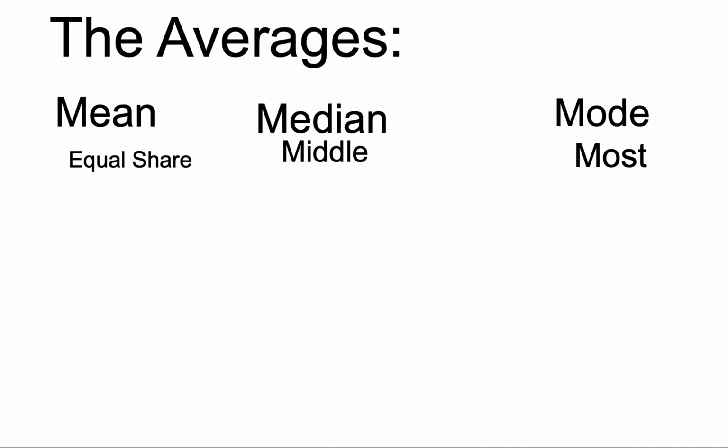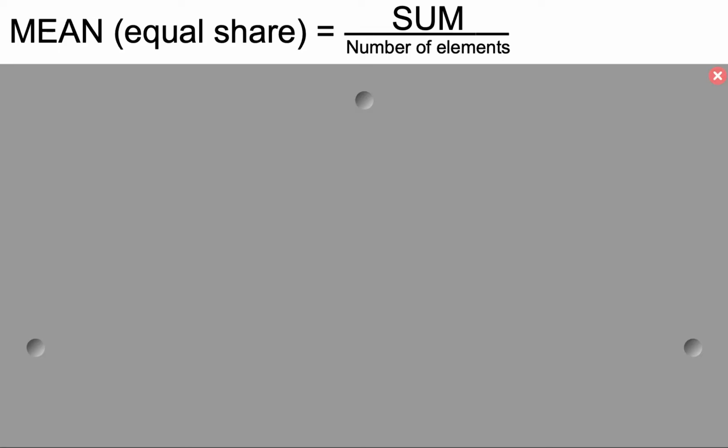Now the measures of center that we've learned previously include the mean, the median, and the mode. Now the mean is your equal share, the median is the middle number, and the mode is the one that happens most often. Okay, let's talk a little about the mean first.